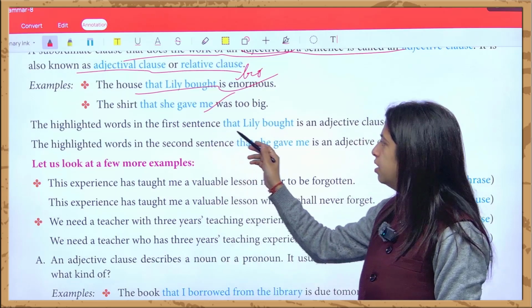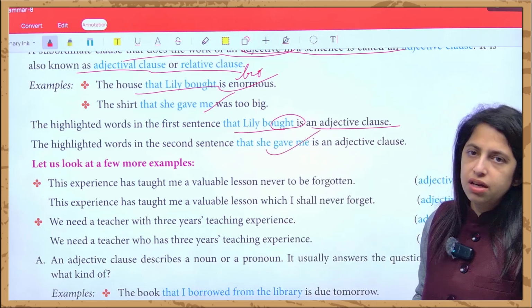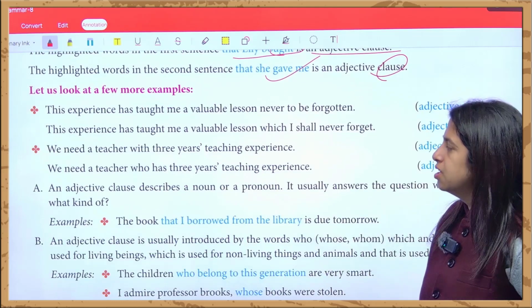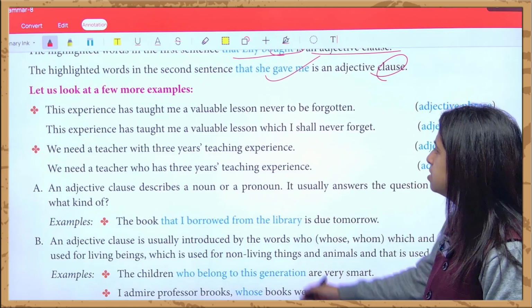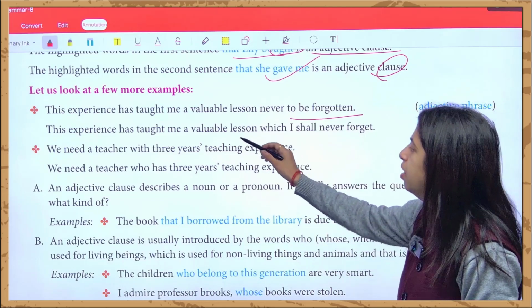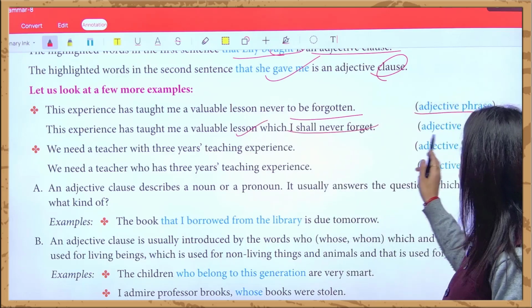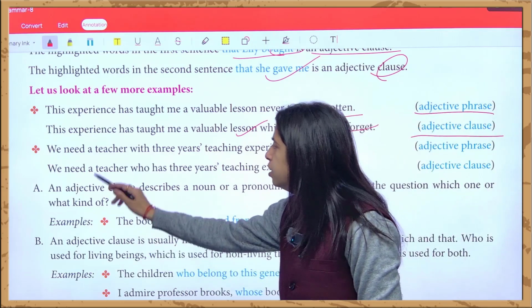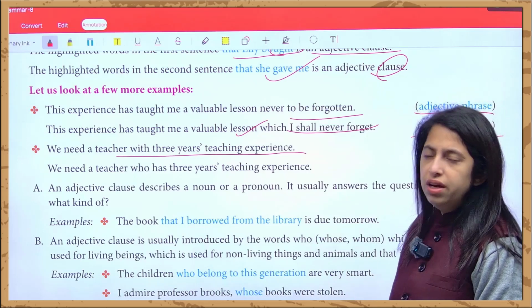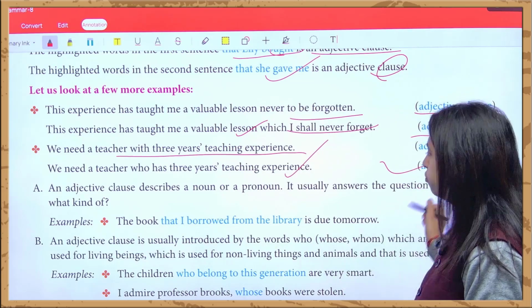Highlighted words in the first sentence, that Lily bought, वो एक adjective clause है, और highlighted words in the sentence, that she gave me, is an adjective clause. Right, look at some more sentences. The experience has taught me a valuable lesson. बहुत ही अच्छा valuable lesson मिला है, जो कि कभी नहीं भूला जा सकता है. The experience that has given me a valuable lesson I can never forget. This is an adjective clause. We need a teacher with 3 years experience. Teaching experience होना चाहिए. We need a teacher who has 3 years experience. This is an adjective clause, right?